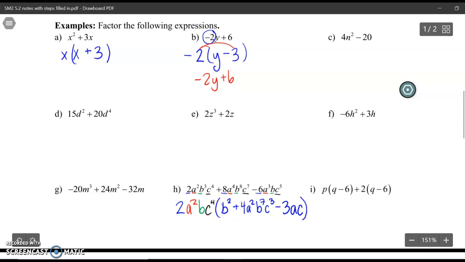Okay? And one way to always check this is just to distribute your greatest common factor back in and make sure you got the right answer, you got what you started with.